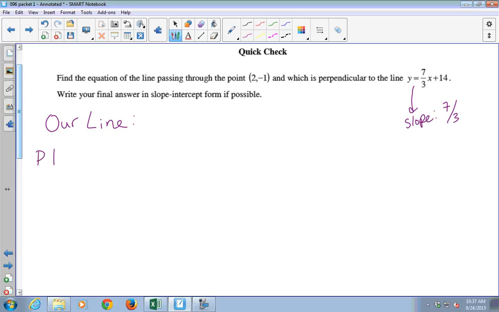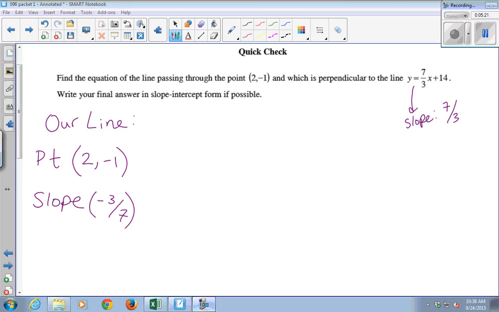So the line we're looking for, our line, goes through the point (2, -1) and has a slope of -3/7. So see if you can take these two pieces of information and find the equation of a line that goes through the point (2, -1) and has a slope of -3/7. Do this quick check together.